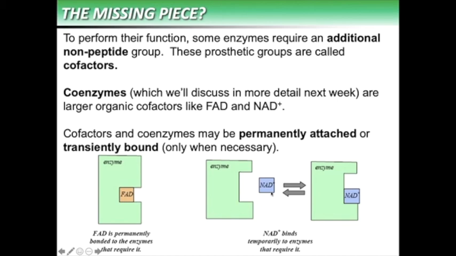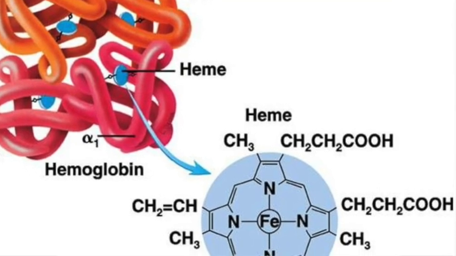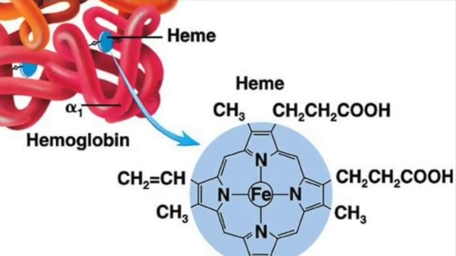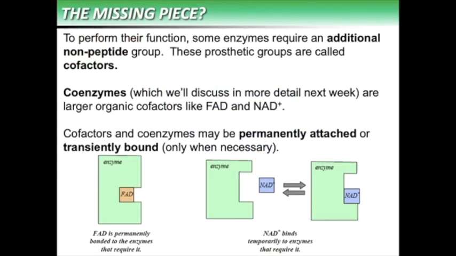Another great example of these are the hemes that are bound to hemoglobin. That's a large organic molecule with iron at the center of it, not protein-based, but absolutely necessary for the function of the enzyme.